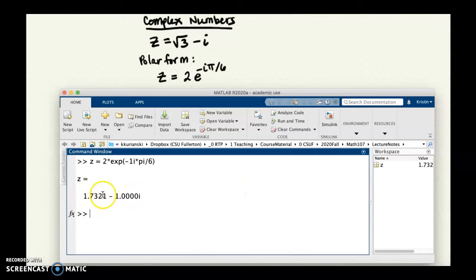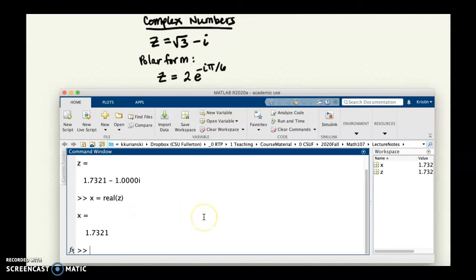Notice that we have square root of 3 here and negative 1i here, so MATLAB automatically converts this into this form. But if I wanted to plot this in the complex plane using MATLAB, I need to plot the real part on the x-axis and the imaginary part on the y-axis. So what I'm going to do is set x equal to the real part of z. The MATLAB command for that is real parentheses z. So notice I just have that number now. And I set y equal to the imaginary part of z. So imag is the imaginary part of z in MATLAB, and I just get negative 1.